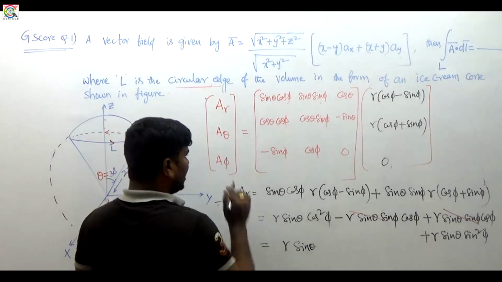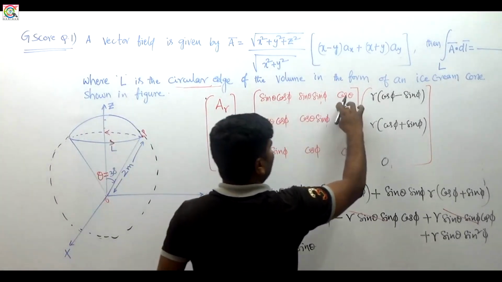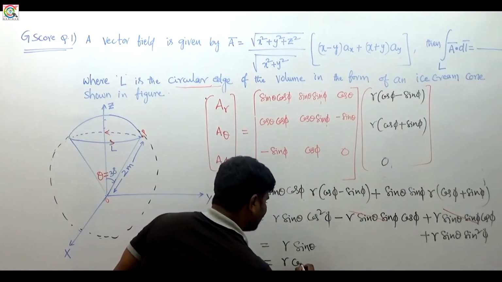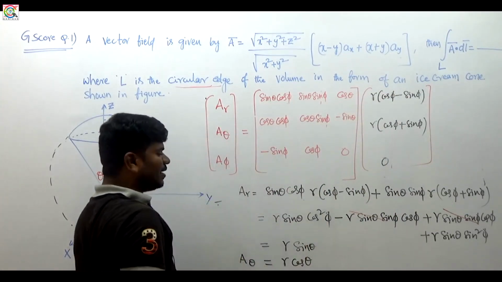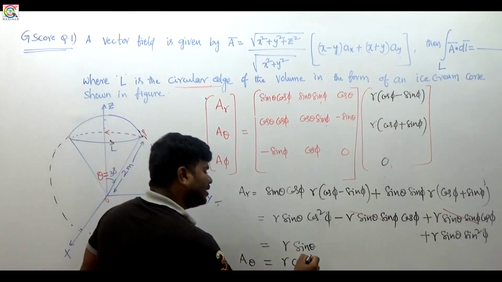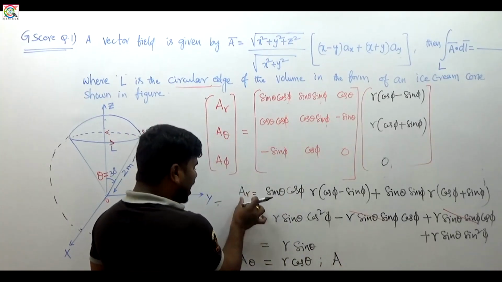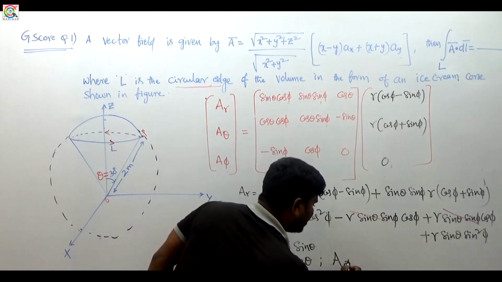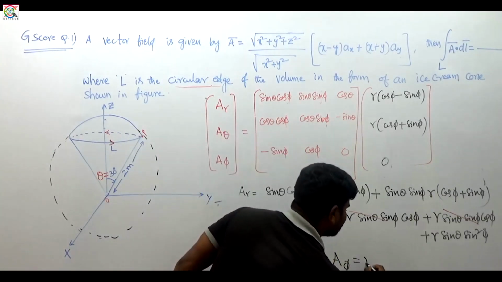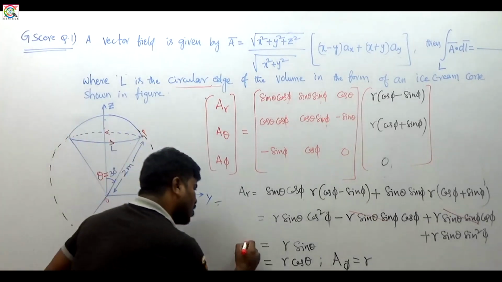Now similarly, if you want to calculate the A theta value, this row into this column, finally you will get r cos theta. I found the Ar value and the A theta value. Similarly, if you want to calculate the A phi value, here you will get r. So these are very important things. So here you got how much?